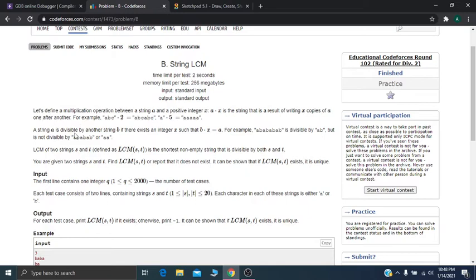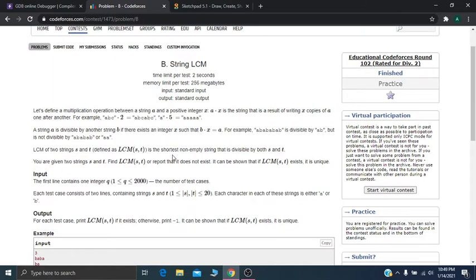So let's jump into the statement. They have just described how we can do string multiplication and string divisibility operations, and how it actually happens in strings. They have demonstrated the multiplication of string operations and the divisibility operations, and they wanted us to find the LCM value of two strings.